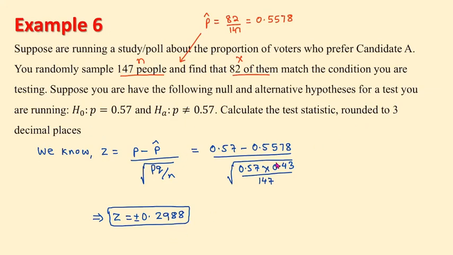And here we are asked to round to 3 decimal places. So if you round this to 3 decimal places, it will be 0.299 in fact. Okay, 0.299 if we round it to 3 decimal places.